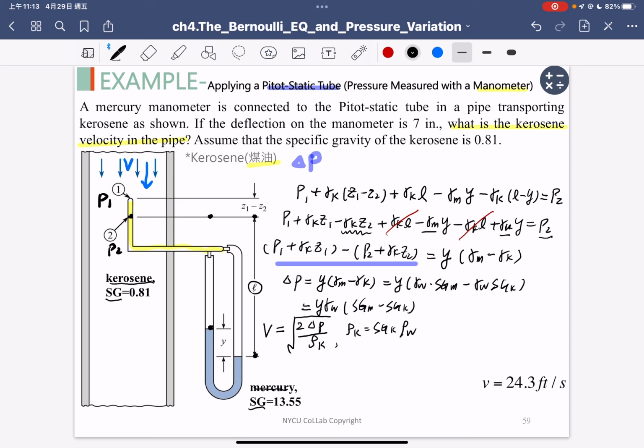Okay. So, someone is calling me. So, we just put the density, go back to the equations.